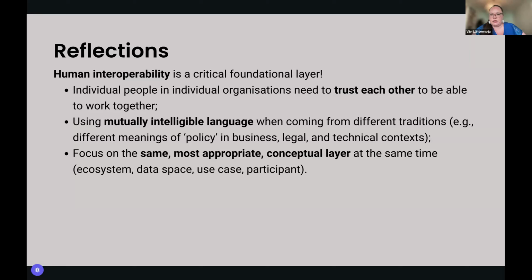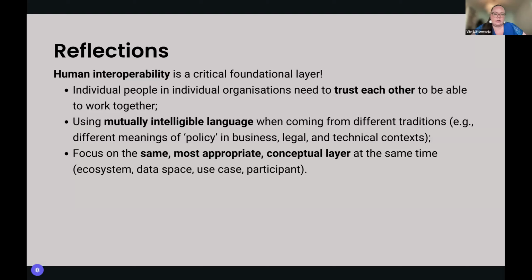being able to trust each other, in part because they've been able to work on these things together. Another aspect of this, what I call human interoperability, is mutually intelligible language when we come from different traditions. So, for example, the word policy means one thing in business, a completely different thing in legalese or in legal language, and in technical contexts, it has yet another meaning. And then something that really helps is when people are able to focus on the same and most appropriate conceptual layer at the same time.